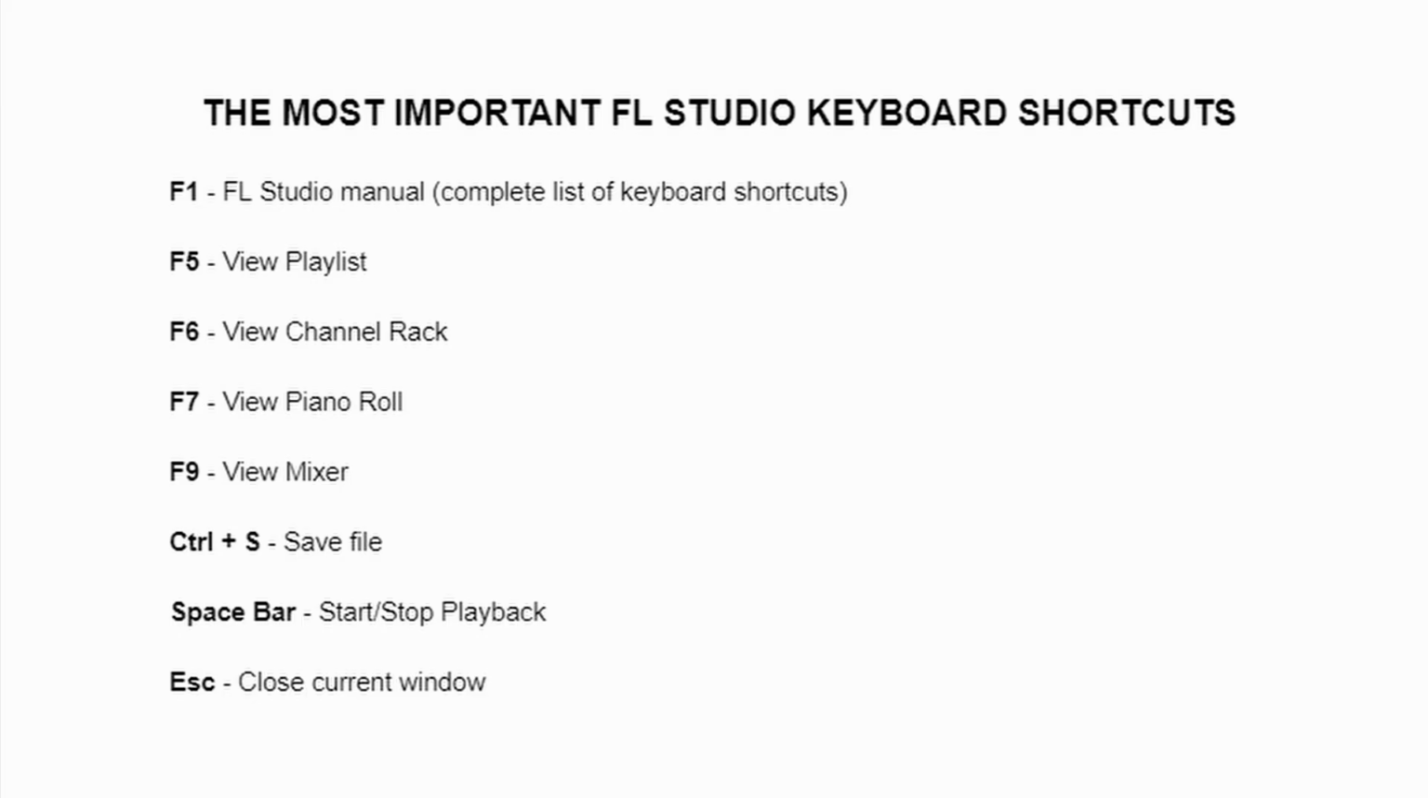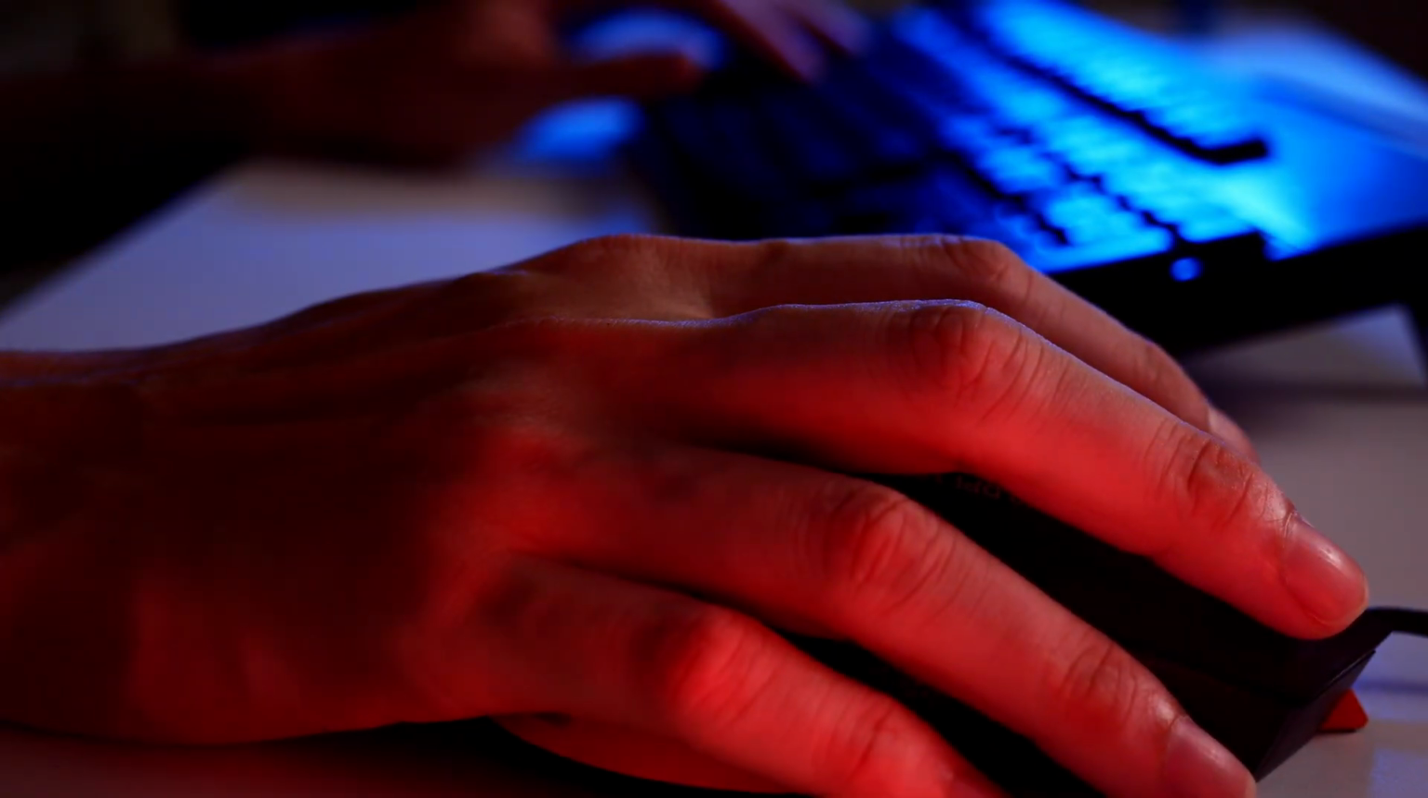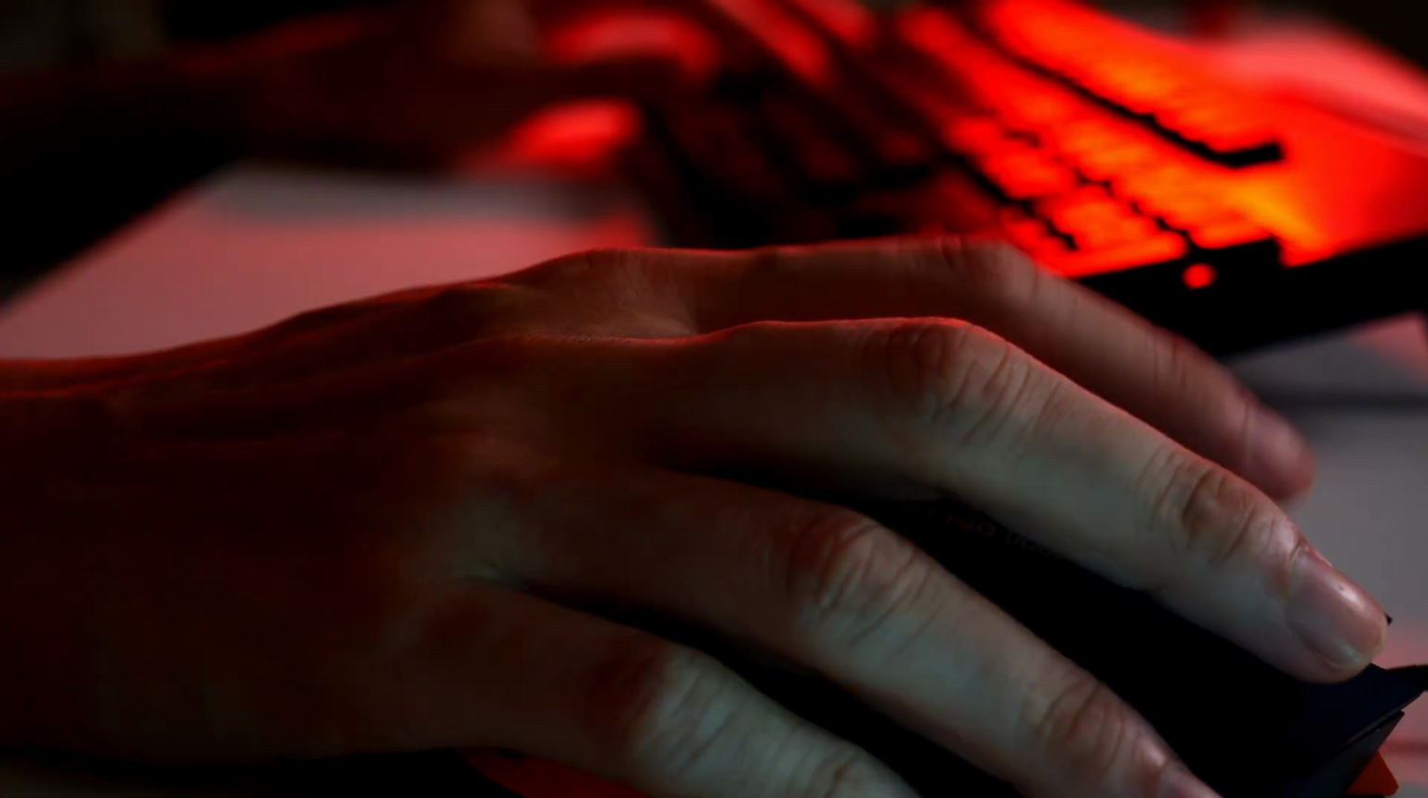A couple of other simple but important shortcuts to learn are spacebar to start and stop your track, and F5 through F9, which control the playlist, channel rack, piano roll, mixer, and browser. And when it comes to learning the rest of the shortcuts, the way that I broke this habit is by learning and incorporating one keyboard shortcut into my workflow at a time. This made things a lot easier for me because it's so much easier to incorporate one small change into a new routine than to try and incorporate like 30.